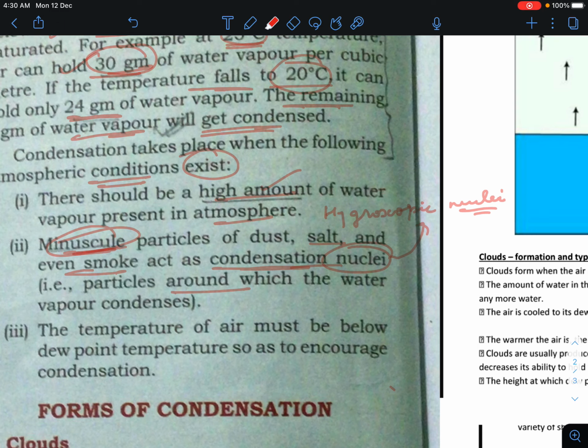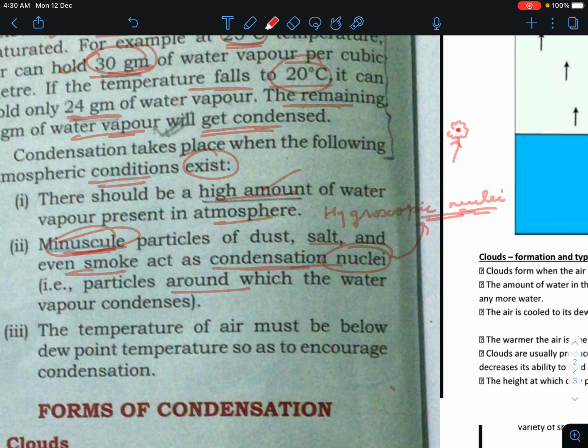Actually, if we are having condensation start in the atmosphere, it needs hygroscopic nuclei. If there is no hygroscopic nuclei, then water vapor is not going to condense. It needs a medium, so that water vapor is going to condense on this nuclei. You can say this is a necessary condition for condensation to start.